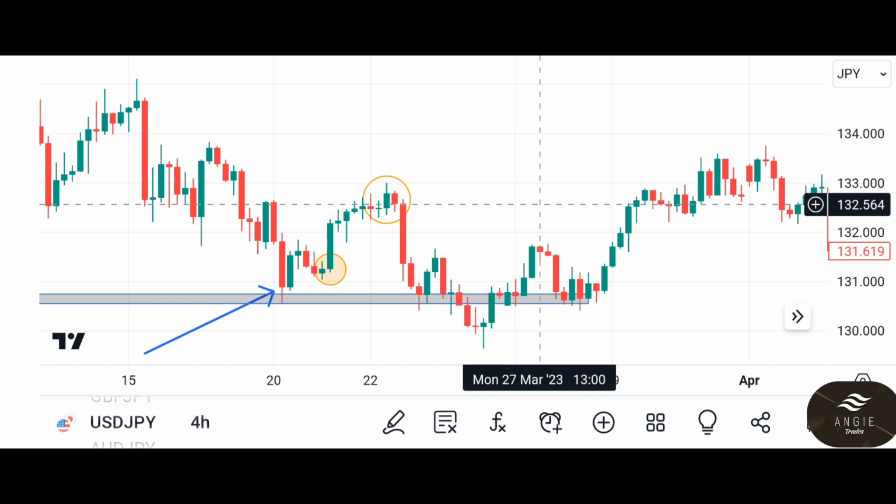Now, I have to also chip in that this is something that you need to practice. As I said earlier in my previous video, there is a lot of noise on the charts, and you need to backtest regularly to actually fish out the A plus setups and high probability setups.